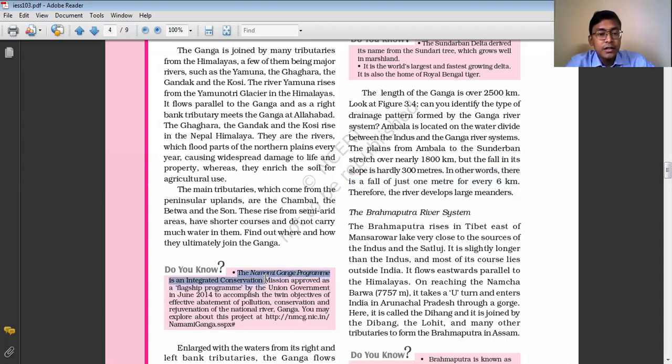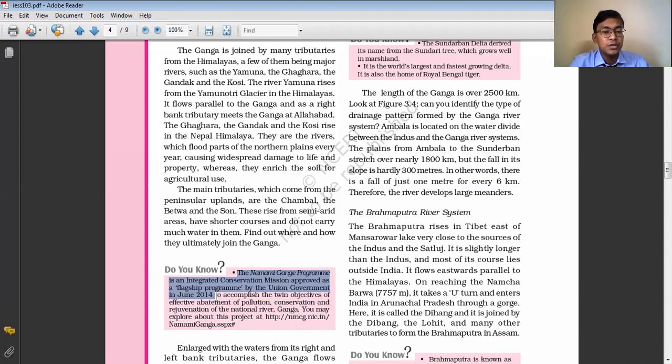The Namami Gange program is an integrated conservation mission approved as a flagship program by the Union government, that is the central government, in June 2014. So this program came into existence in the year 2014 in the month of June. There were two main objectives behind launching this program by the central government.